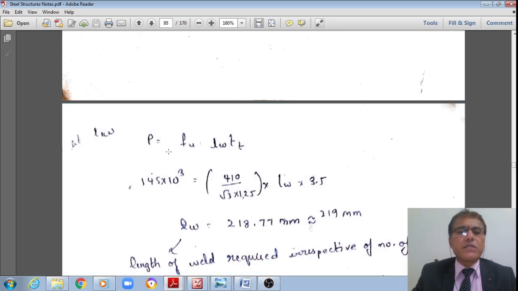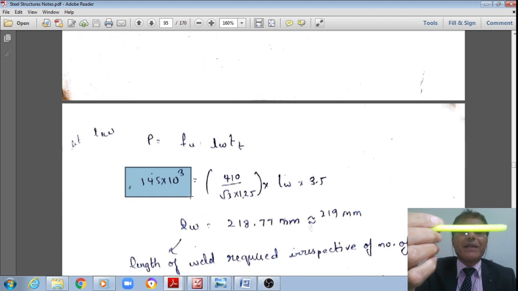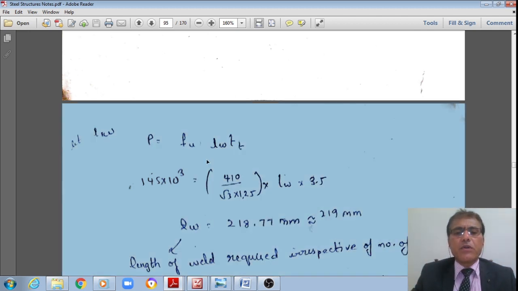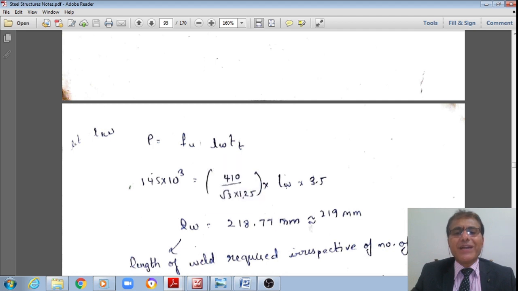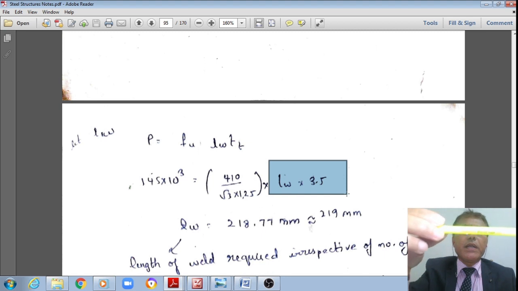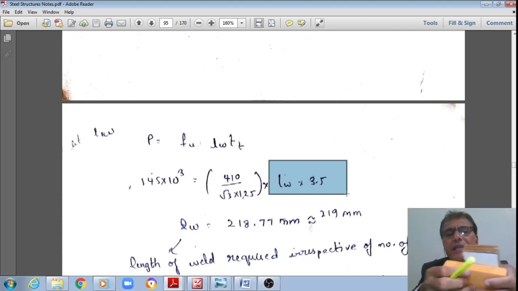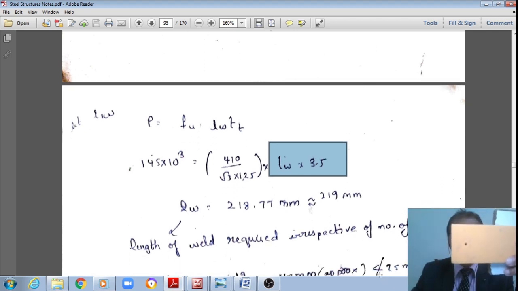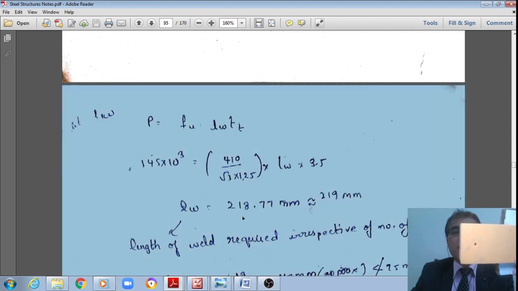Therefore, I'm recalling that formula and substituting the shear force to be carried by this weld, which is equal to 145 kilonewton, that is 145 times 10 cubed newtons. That is equal to the permissible shear stress in the weld multiplied by the shearing area, which is nothing but the length of that weld, LW, multiplied by the effective throat thickness, 3.5. Therefore, now I'll get the total length of the weld required as 218.77.